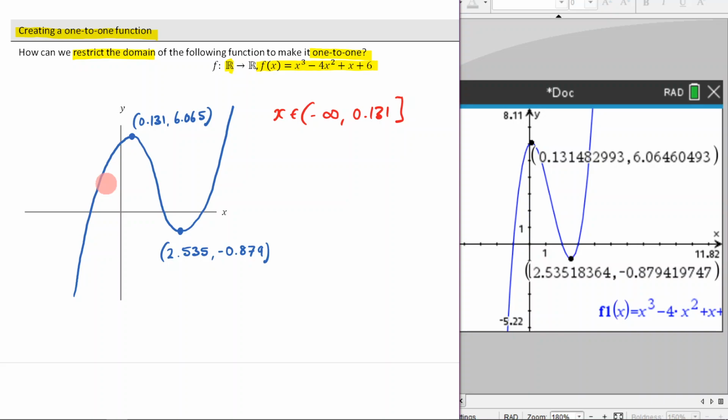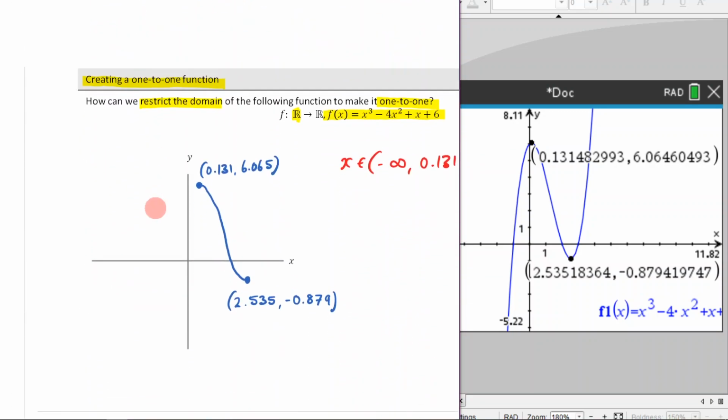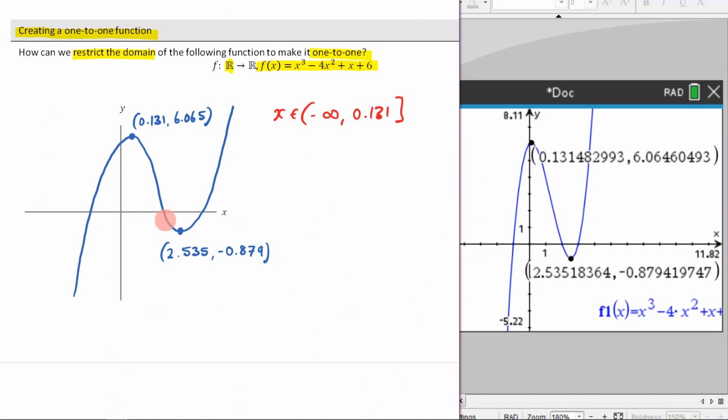All right, what else could we restrict here? Well, what if I got rid of this part and this part? Well, now when I draw a horizontal line, it only ever intersects it once. So yet again, I have restricted the domain successfully to make it a one-to-one function. So let's bring that back. Whoopsie daisy. Sorry about that. Kind of freaked out there for a second. There we go. So now I'm going to say when x is an element of, now I want to go from this point right here, so 0.131, all the way to this point here, so 2.535. I'll close that off.